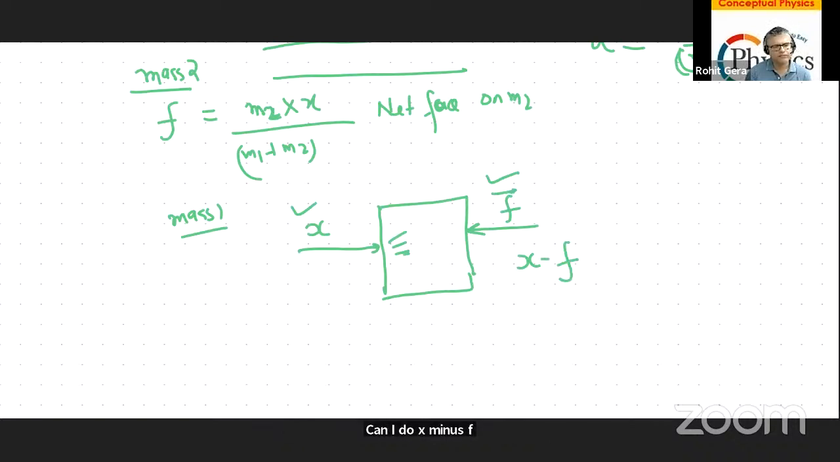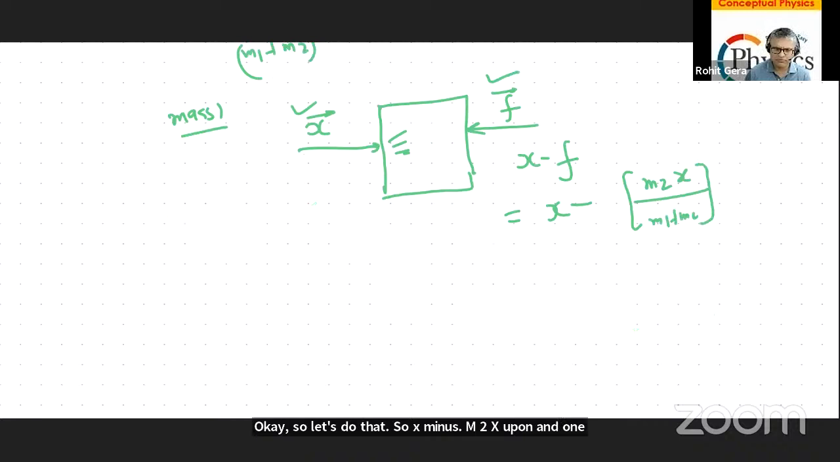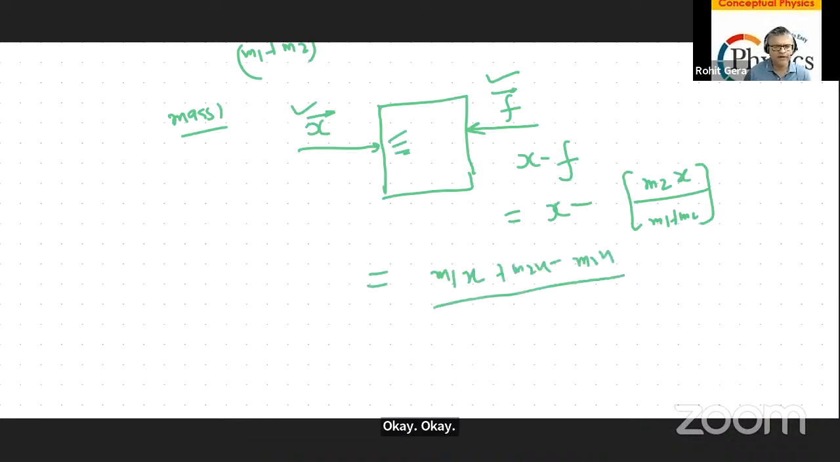Yeah. Okay, so let's do that. So X minus M2X upon M1 plus M2. M1X plus M2X minus M2X upon M1 plus M2 gets cancelled, and you get M1X upon M1 plus M2.